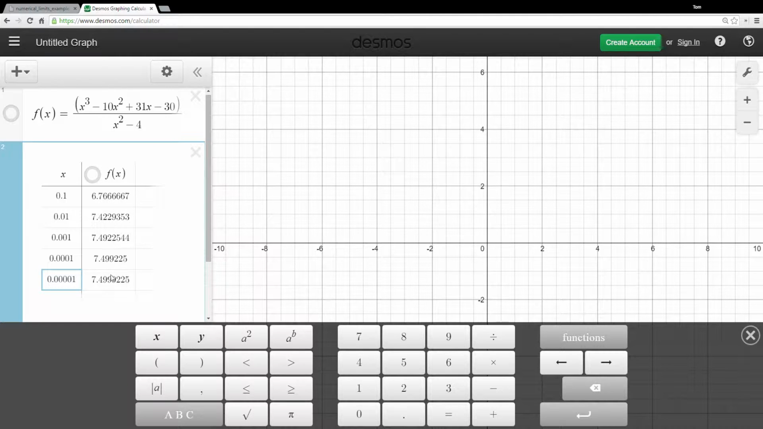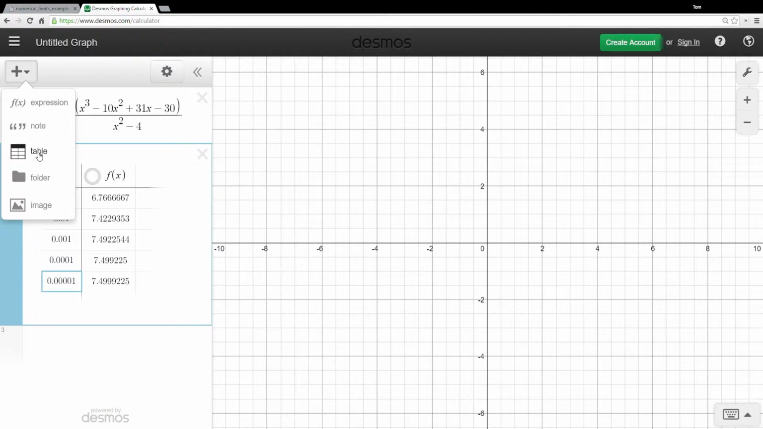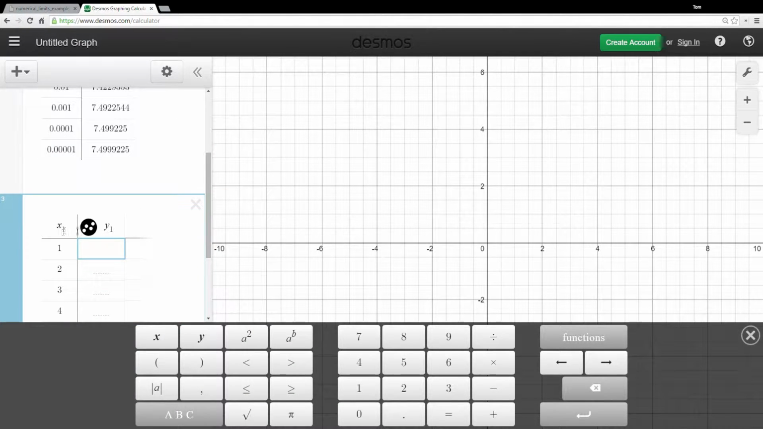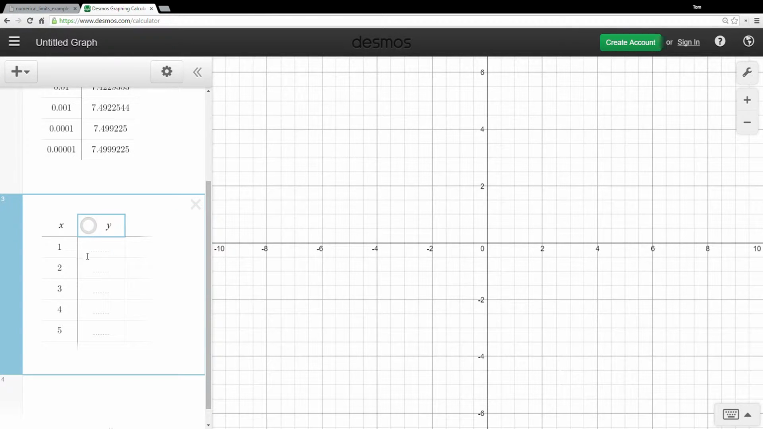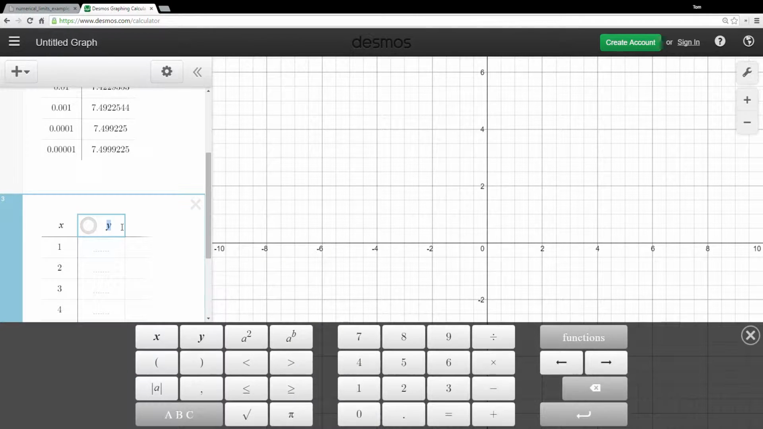You can see the corresponding y values definitely have a pattern to them. They look like they're getting closer and closer to the number 7.5. Don't forget, we also need to check what's going on on the other side. So let's do that with another table. We'll put another table in here, and again we'll call this x, and this f of x.